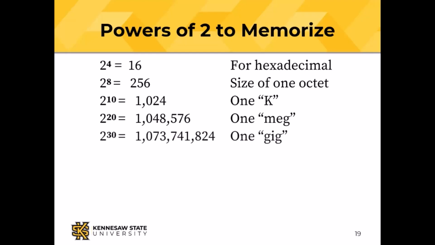2 to the 30th is about 1 billion, 1 gig, okay? And once again, you don't need to memorize the exact number. Some of you will do that because it's easy to do, but you don't need to.